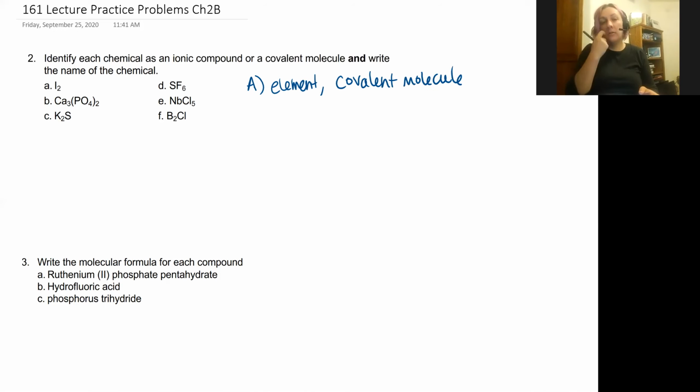So be aware, if you're looking at something and it's just one element that's making up the compound, you're really probably looking at an element. All right, and so if we were going to name it, we would name it just the name of the element, right? It would be iodine.